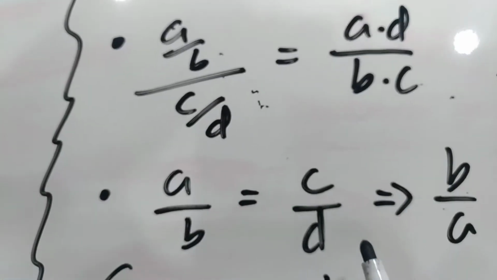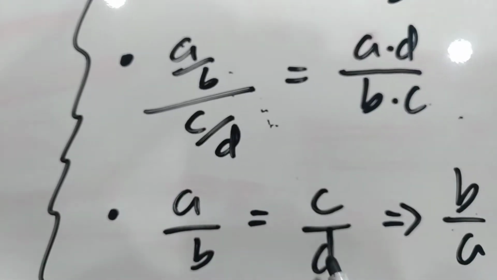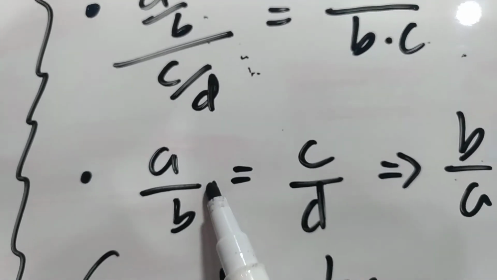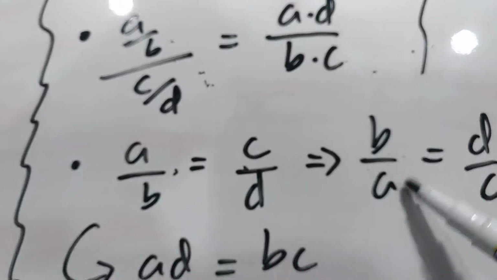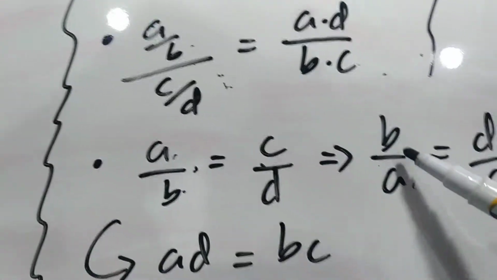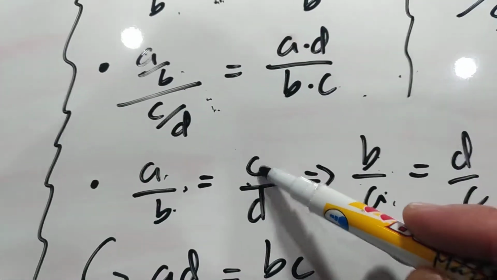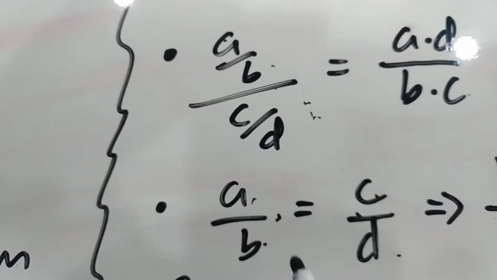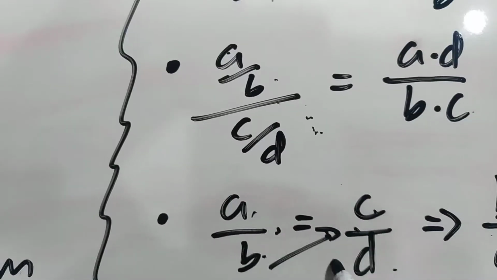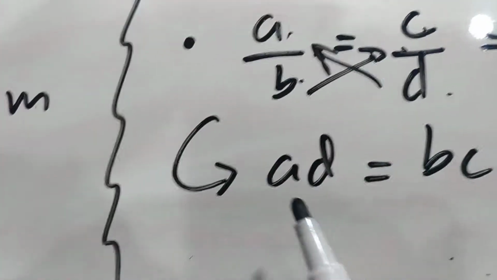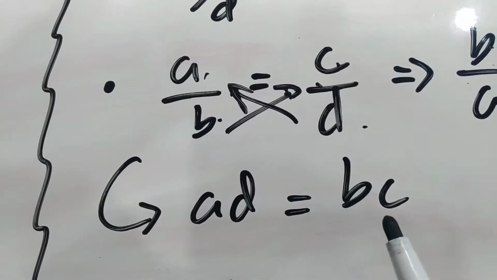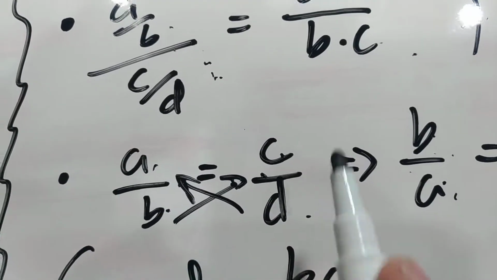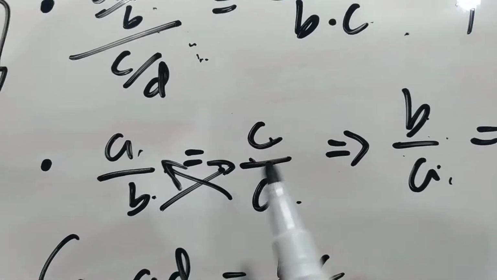Next one, you have a over b equals c over d. You can invert both of them. Remember, you cannot do just one side. You have to do both sides. So a over b becomes b over a, and c over d becomes d over c. And as you know, you can cross multiply them also, so you get a times d equals bc. That's a little trick. You can even rotate this, but we won't go into it.